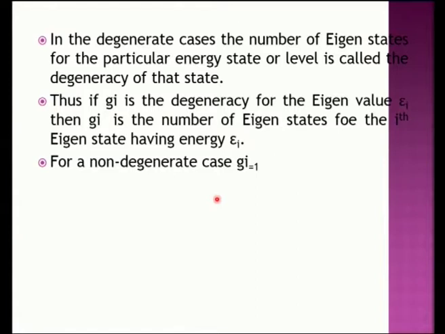The reason for the splitting is the quantum state of the energy level. So in statistical mechanics, degeneracy says the number of possible splittings of an energy level. In the degenerate case, the number of eigenstates for a particular energy level is called the degeneracy of that state. Thus, if g_i is the degeneracy for the eigenvalue epsilon_i, then g_i is the number of eigenstates. For a non-degenerate case, g_i is equal to 1.